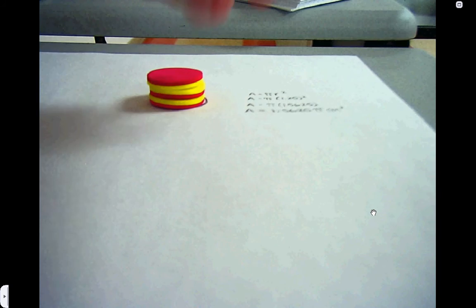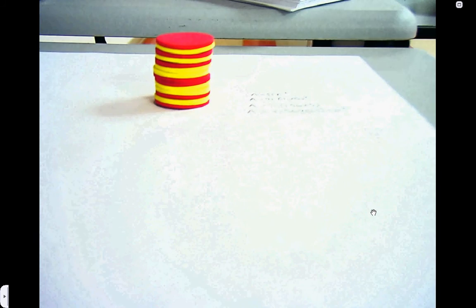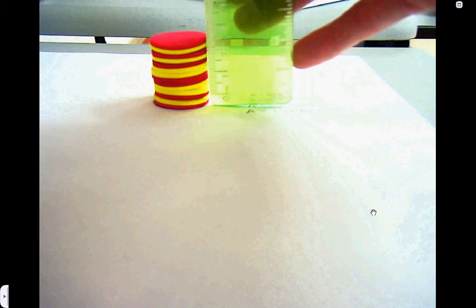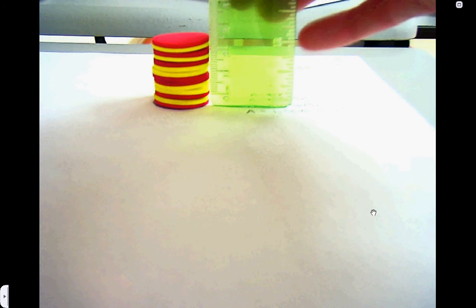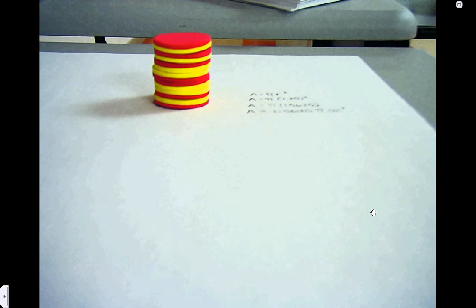If I continue to add to the height of my cylinder, then that increases my volume, and if this was again at the point of 0, this would be almost at 2.5 centimeters. So 2.5 centimeters times our area is going to give me the volume of this cylinder.